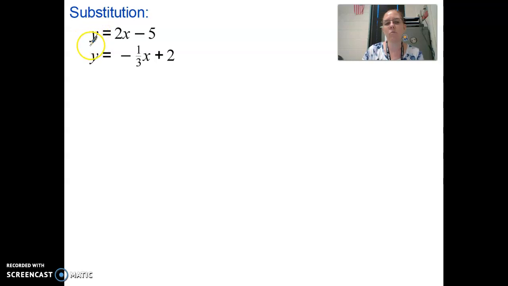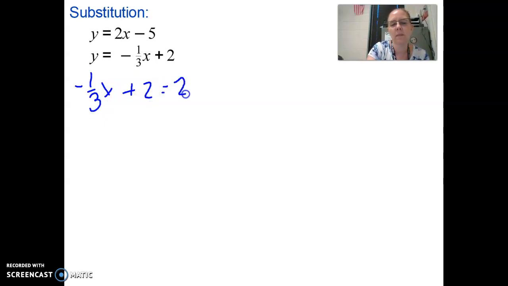All right, here I have y equal to 2x minus 5, and here I have that same y, but this time it's equal to negative 1/3 x plus 2. So if I want to substitute, it means I can replace this y with negative 1/3 x plus 2. Y and negative 1/3 x plus 2 are the same thing, so I'm going to choose to replace that up there. Okay, so I'm going to get negative 1/3 x plus 2 equals 2x minus 5.